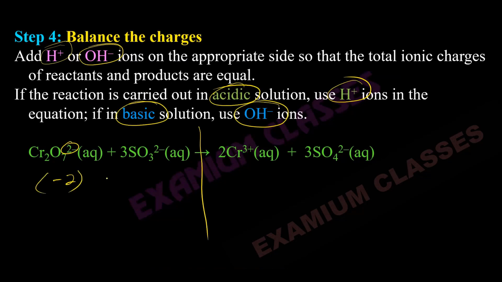And then I have the sulfite ion. One sulfite ion has -2, but I have 3 sulfite ions. It means the total will be 3 into -2, that is -6. So the total charge on the left hand side is -8.